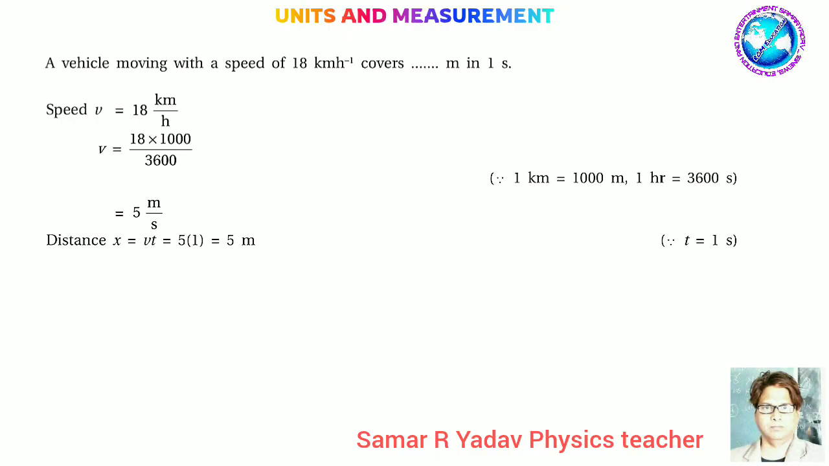A vehicle moving with a speed of 18 km per hour covers dash meter in 1 second. Speed V is equal to 18 km per hour. V is equal to 18 into 1000 upon 3600, which is 5 meter per second, since 1 kilometer is equal to 1000 meter and 1 hour is equal to 3600 second. Distance x is equal to Vt, which is V into 1, equal to 5 meter.